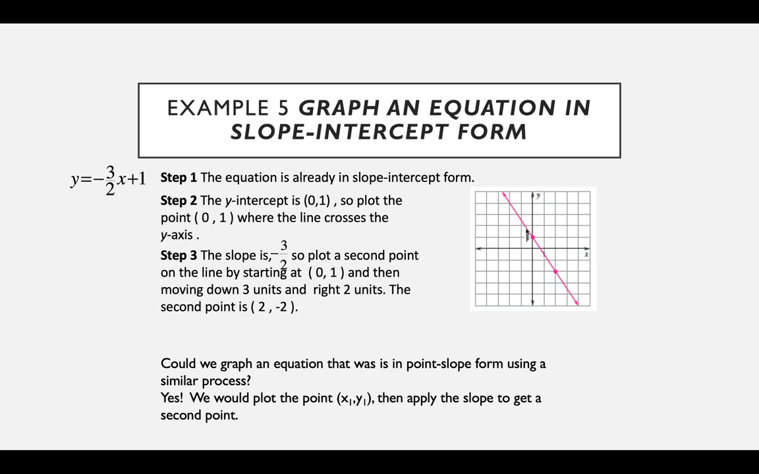Could we graph an equation that was in point slope form using a similar process? Yeah, we would just plot the point x1, y1, wherever it was. Say we had this point here, and then we would use the slope to get a second point.